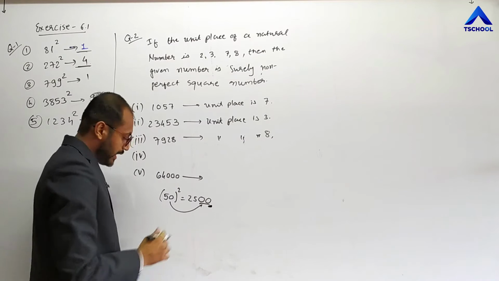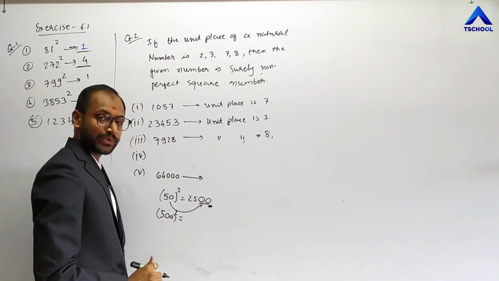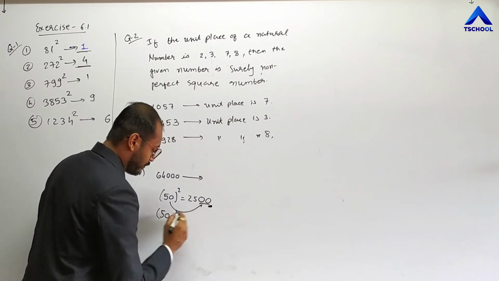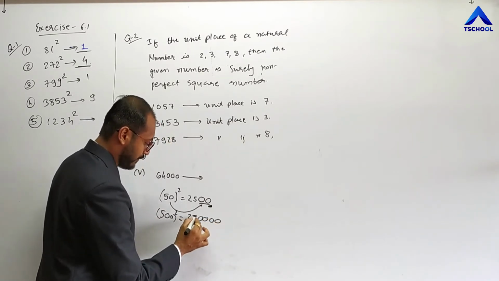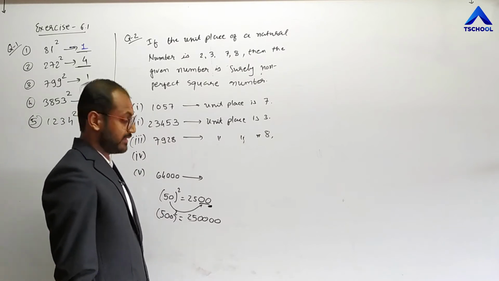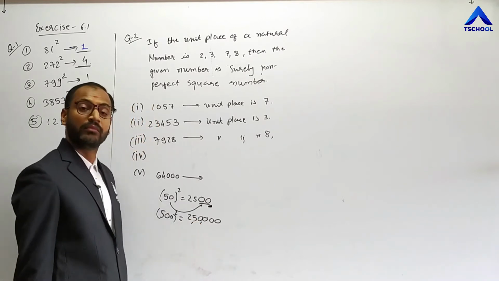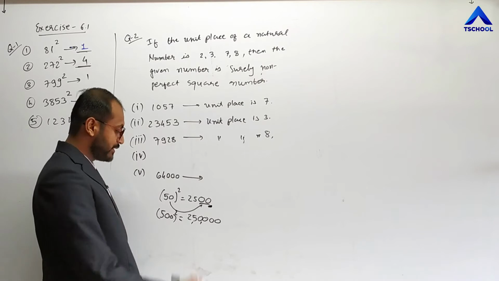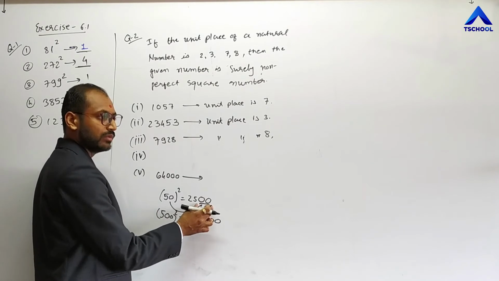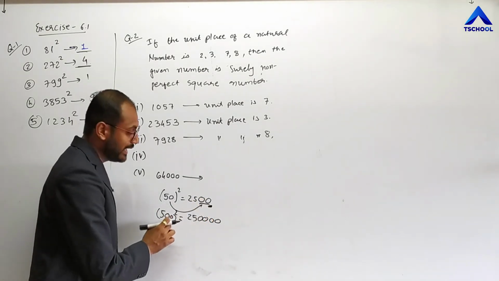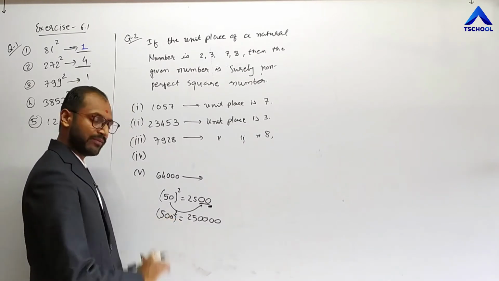See? If I am taking the square of 500, that means the square of 5 is 25, so the square of 500 is 2,50,000. That means when the main number contains 1 zero, its square always contains 2 zeros. If the main number contains 2 zeros, then its square always contains 4 zeros. That means twice the main number's zeros.